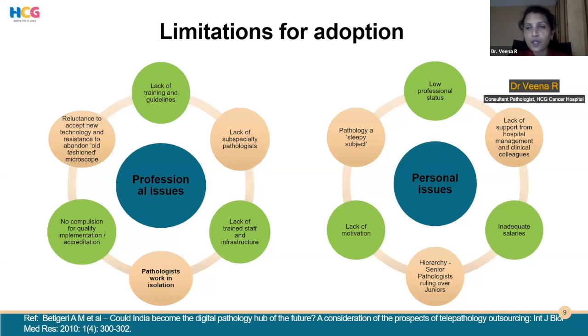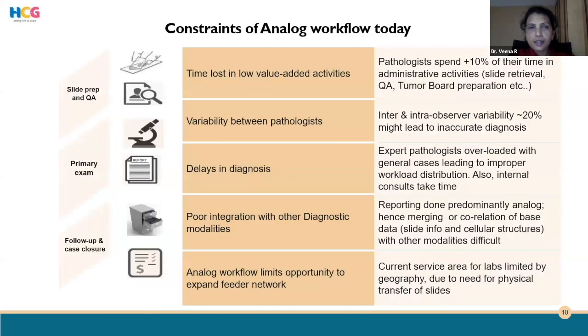So there is a lack of motivation, and there is a lot of hierarchy. The senior pathologists don't want to change, and at the same time, they don't want the juniors to adopt new technologies either. These are some of the reasons quoted in this article. So it's a time to ponder about these reasons, right?